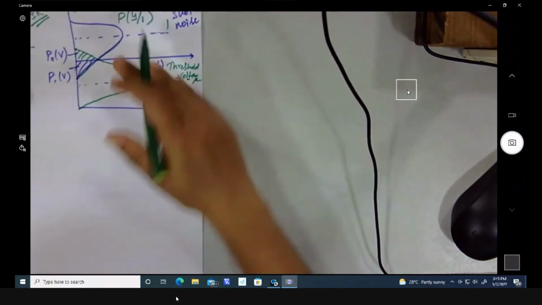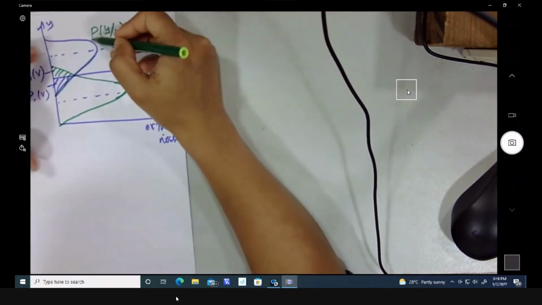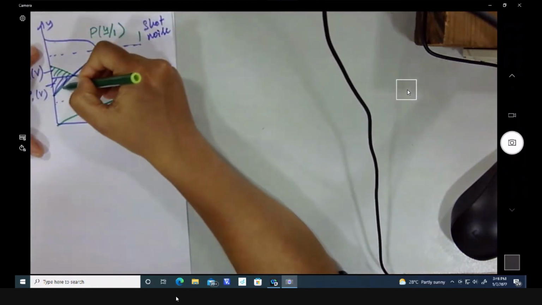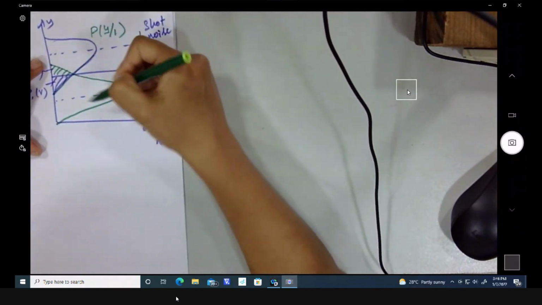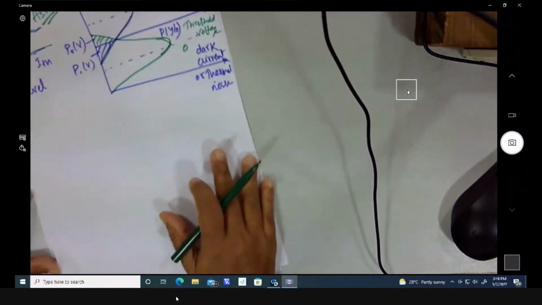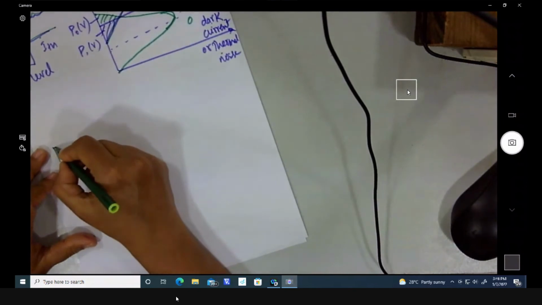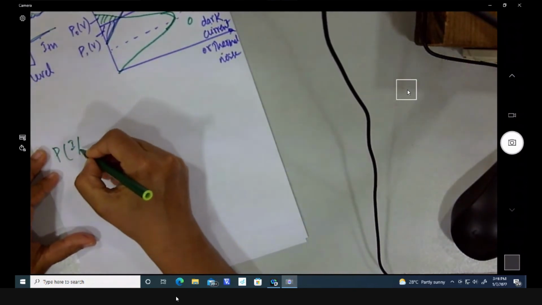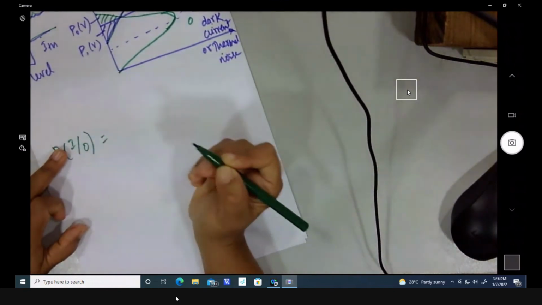So here when we see this, the variances are different. It's not the same. This density function and this density function have different variances. This one is narrower compared to this. When we write the density function, we can write either in terms of current or in terms of voltage: probability of detected current when 0 is transmitted.